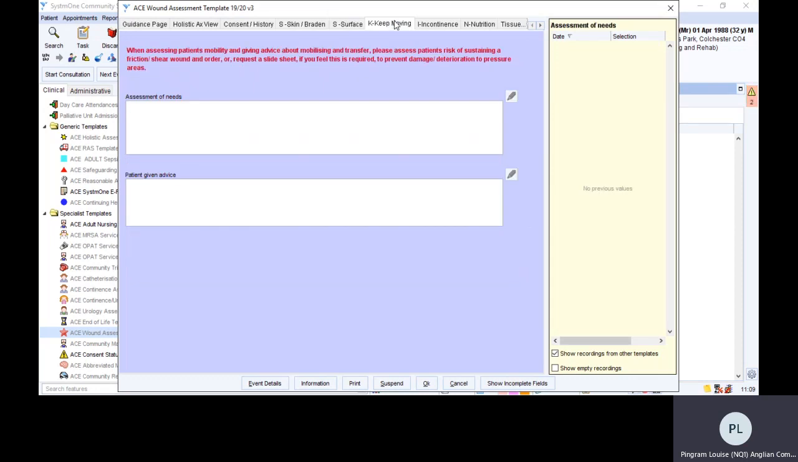So the keep moving page is really about your turning advice and offloading advice that's been given to that patient. So the assessment of needs would be in relation to how often is that patient currently moving? Can they move themselves? Do they need support to move? And what do you feel would be relevant for their offloading, turning, or even just standing advice.